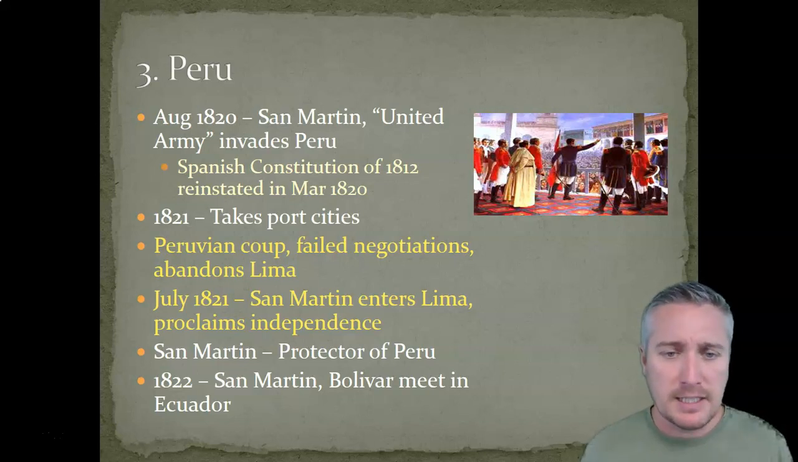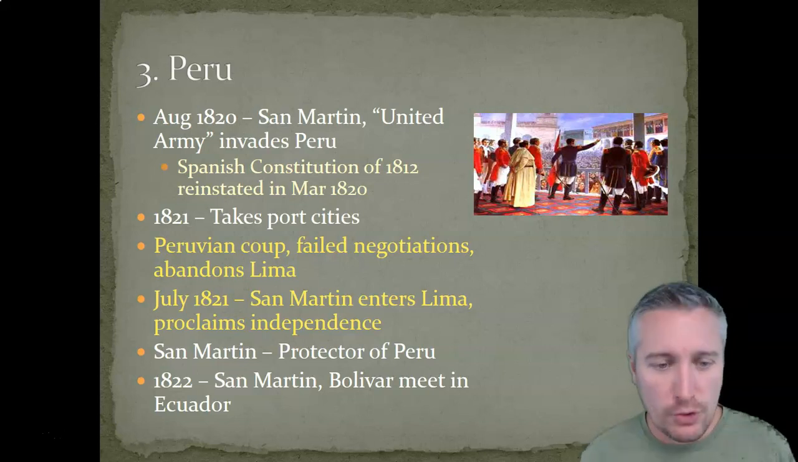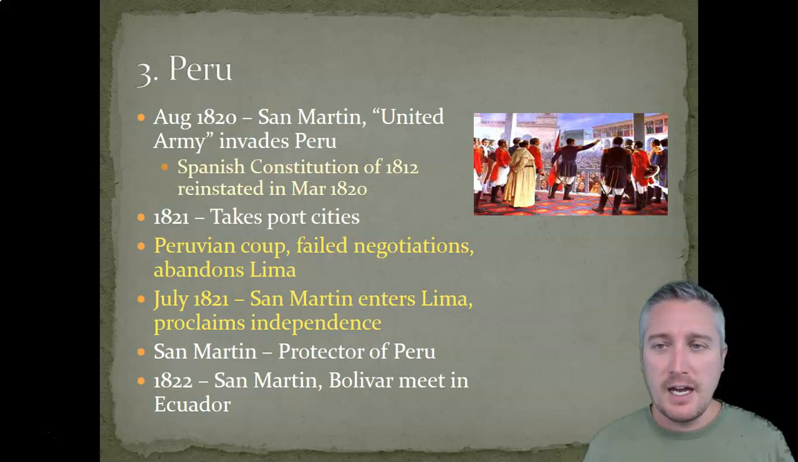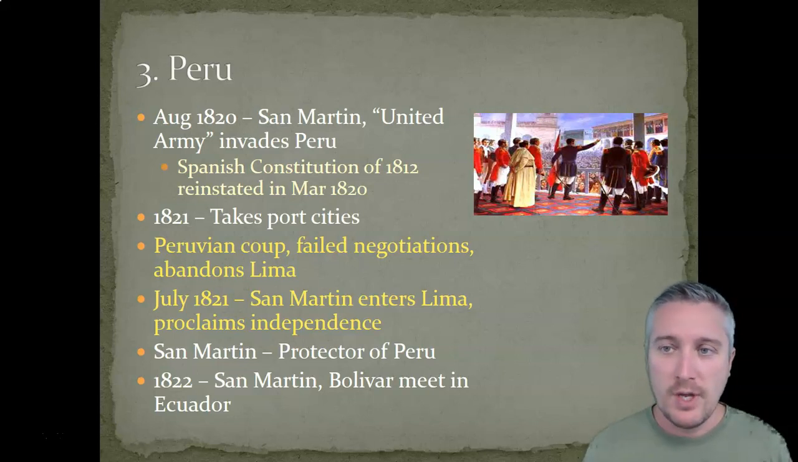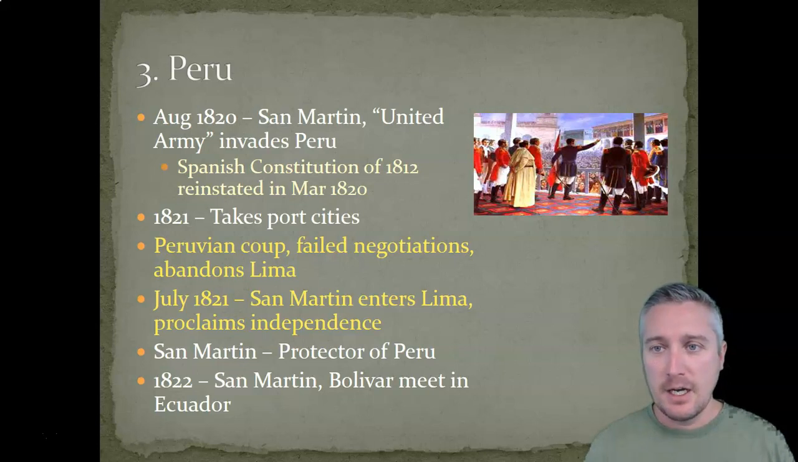The government in Lima, in kind of a shocking move, they abandon the entire city, and the government just kind of dissolves. And so in July of 1821, San Martin literally walks into the city with his army, and he's not really seen as a conqueror because of that. He's really seen as kind of a liberator. So cheering crowds meet him.